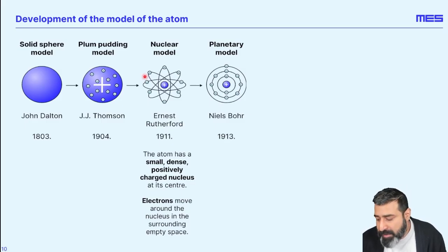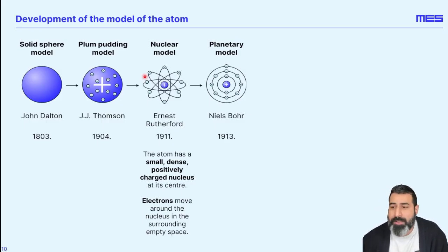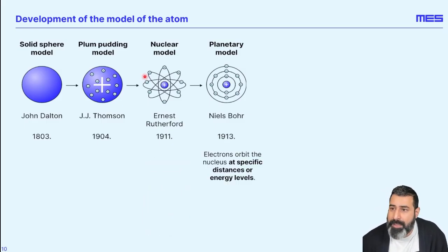And this changes with the advent of quantum chemistry. Niels Bohr comes along and calls his model, I guess, the planetary model, where the electrons are orbiting the nucleus at specific distances or energy levels. So it's a slight refinement of the nuclear model. But these are the pictures we have of the model of an atom, especially I do anyway.